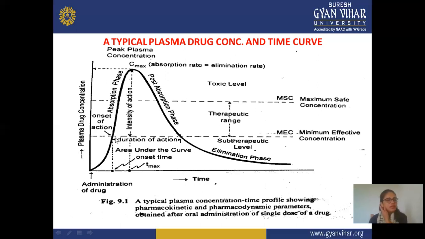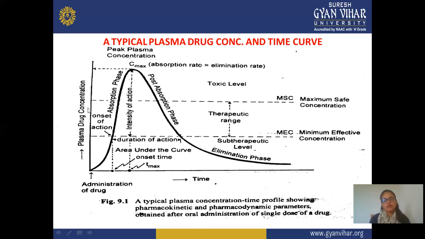And here is the time where the onset of action is observed, so onset of action starts from here. Next, this is the duration of action, how much time the effect lasts, the complete duration of action. Next is the area under the curve, this is known as the area under the curve, and it is also the intensity of action. Onset of action is from here, and Tmax is from here.